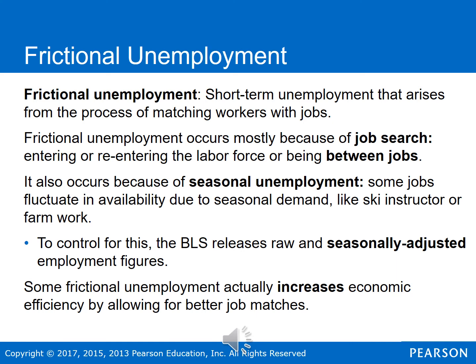Now, this frictional unemployment also occurs because of seasonal unemployment. So some jobs fluctuate in availability due to seasonal demand. So examples are like ski instructor, farm work, retail employment around Christmas time. Different times of year, there's going to be different levels of demand for these workers. So in order to account for this seasonality of demand in certain industries, the BLS releases raw data, so the actual numbers, and then they release what's called seasonally adjusted employment figures, which accounts for the changes across the season.